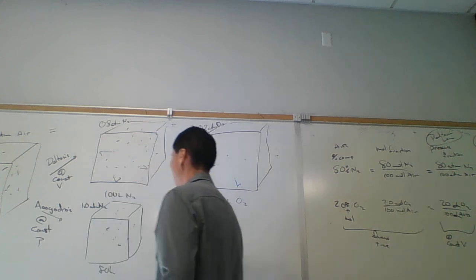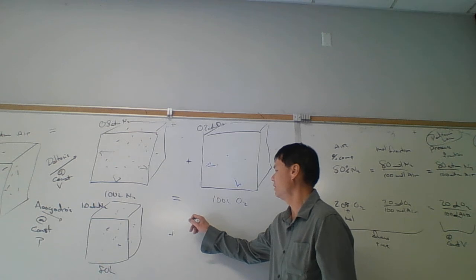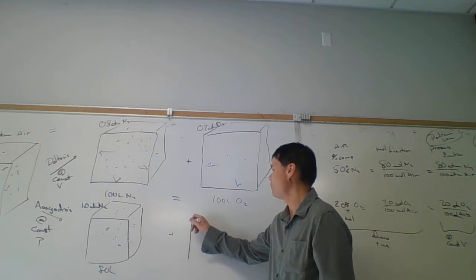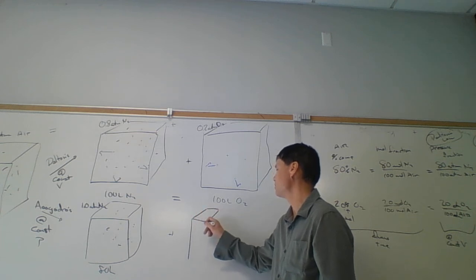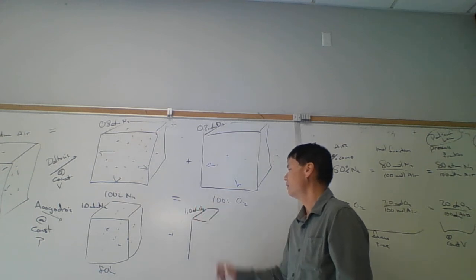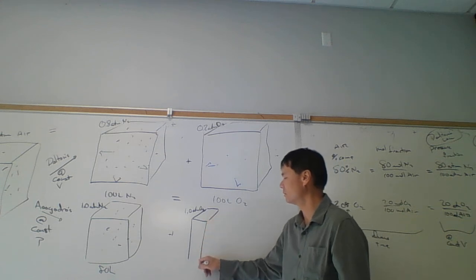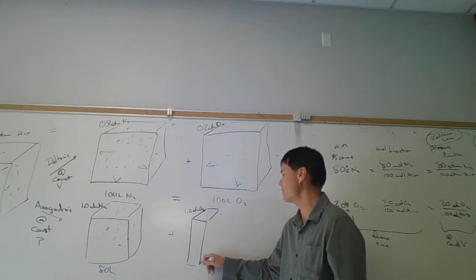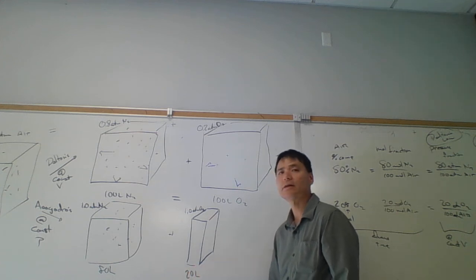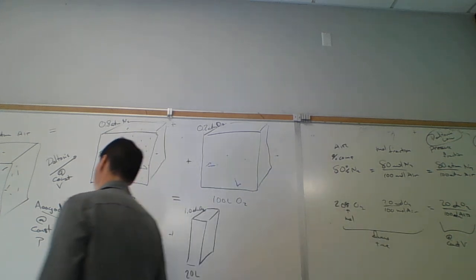And then the oxygen. I want the oxygen to also be 1 atmosphere. And so how much oxygen do I have? I have 1.0 atmospheres of oxygen. Well, if I have 1.0 atmospheres of oxygen, then the box has to be a lot smaller. Yeah, it's going to be 20% the size of the original. And so the box is going to go down to 20 liters in size. Does that make sense?